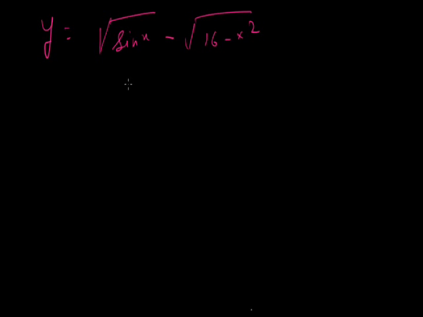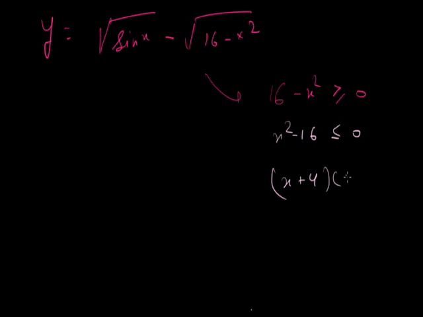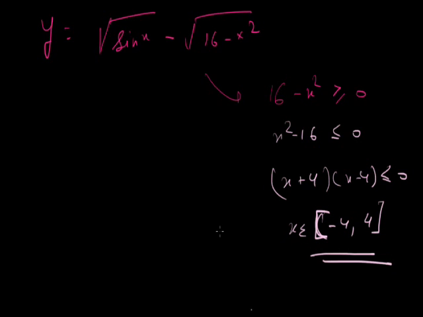Now again, the combination of two functions: 16 minus x square under the square root. That means 16 minus x square has to be greater than or equal to 0, or I can say x square minus 16 is less than or equal to 0. That means (x plus 4)(x minus 4) is less than or equal to 0. I'm writing directly; you draw the number line here. x belongs from minus 4 to 4, minus 4 included, 4 included. This is the solution of this.